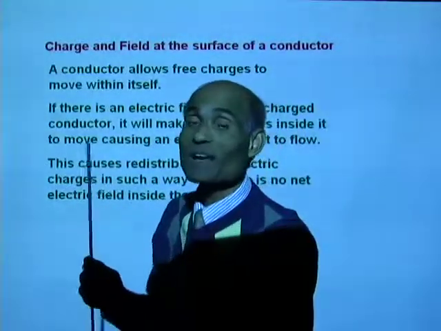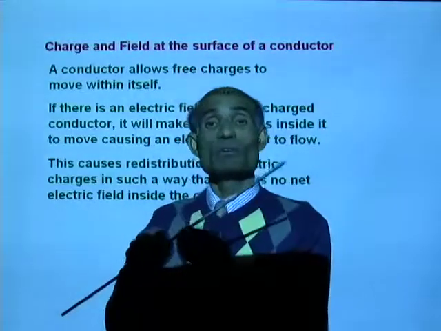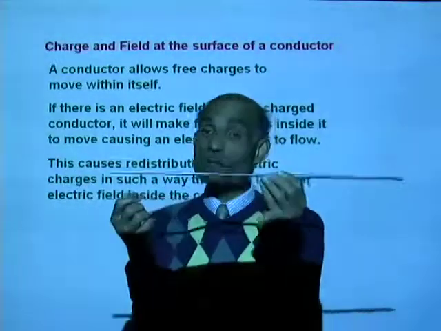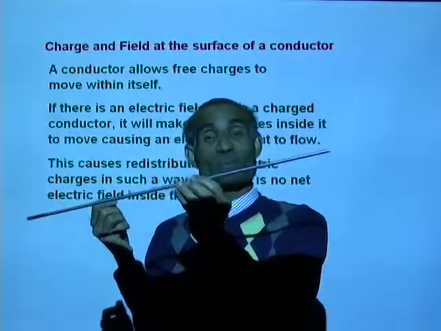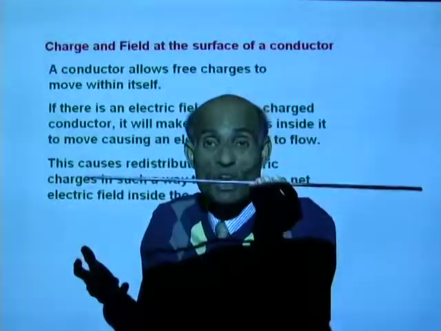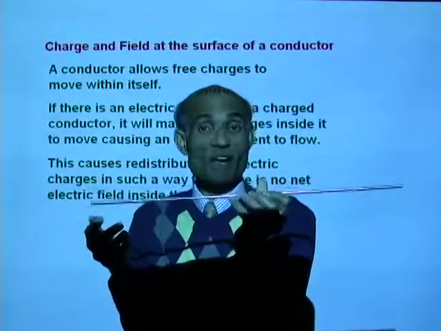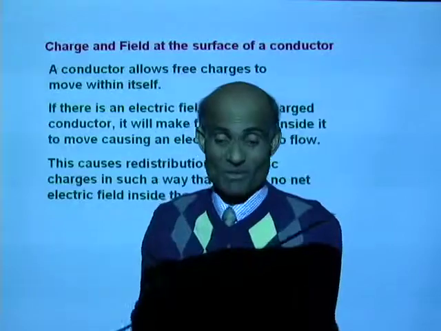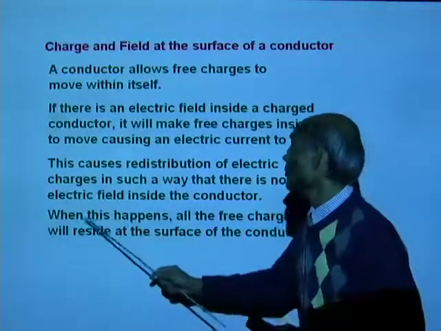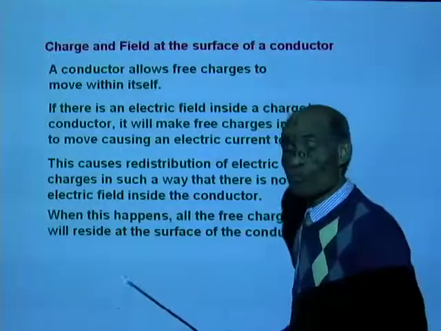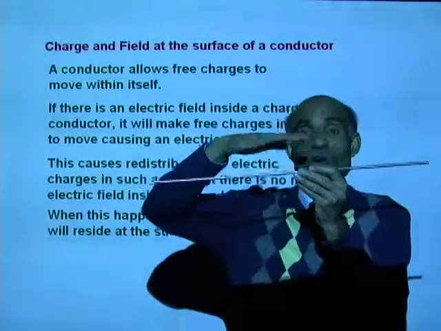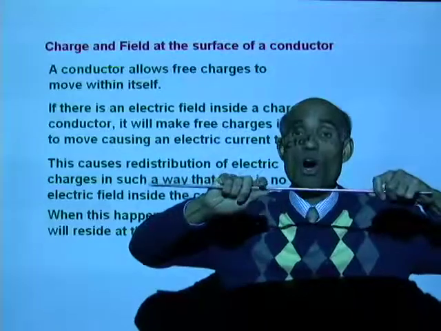Why? Because if the electric field inside a conductor is not zero, then the free charges inside the conductor will be in a state of perpetual motion. You know that a conductor contains free electrons. And when these free electrons are in a state of perpetual motion, there will be a perpetual electric current in that conductor. Well, that would have been fine for us, but that doesn't happen. Therefore, our conclusion is there is no electric field inside a conductor. When this happens, all the free charges will reside on the surface. So, if you give free charges to a conductor, all those free charges will reside on the surface.